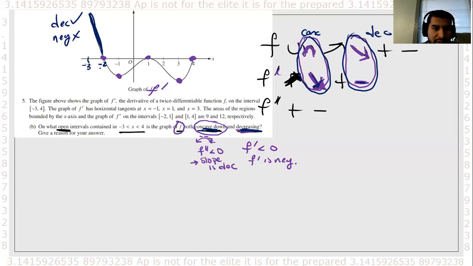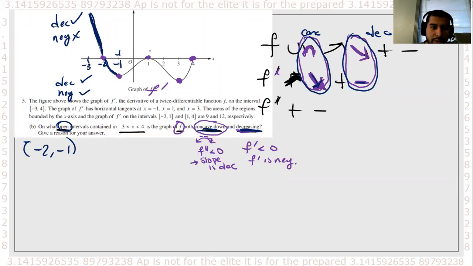Let's try the next section from -2 to -1. This little shape right here. Is it decreasing? If I was on a roller coaster, would I be sliding down? It sure is. Is it negative? It's below the x-axis, so yes. So this is already one interval. And they want open intervals, so -2 all the way to -1. Okay, let's try the next one.